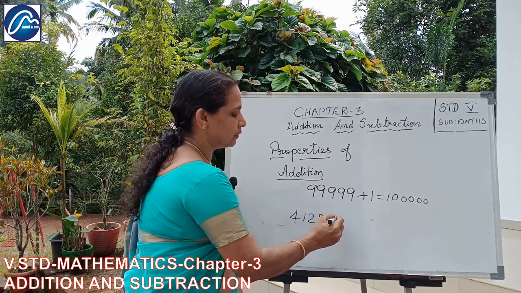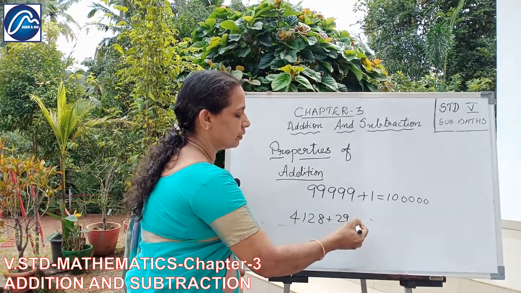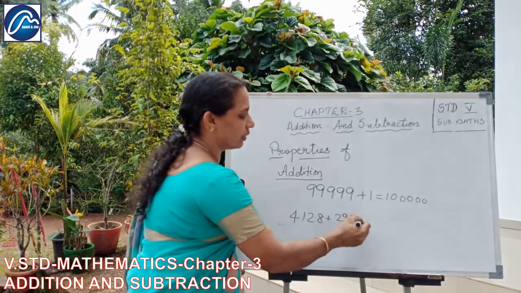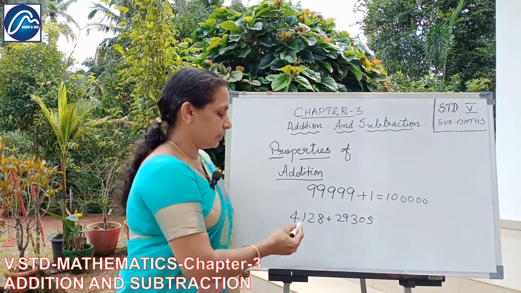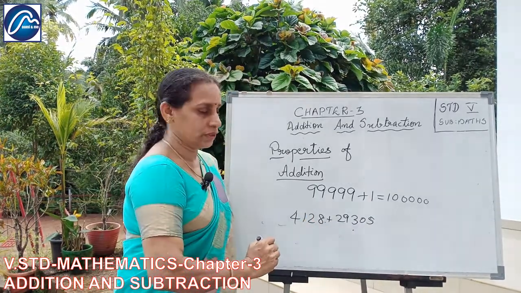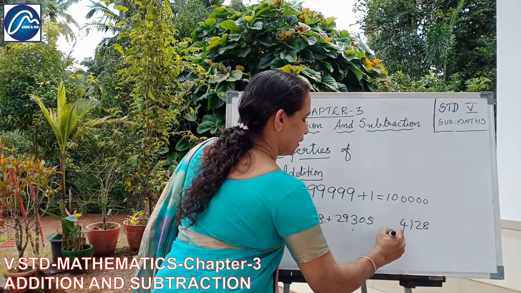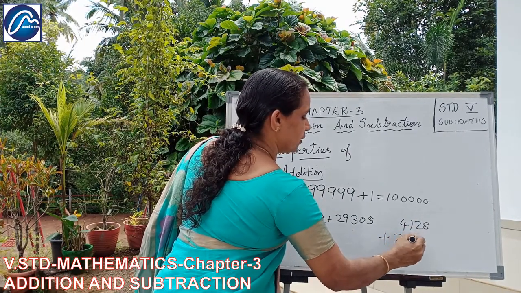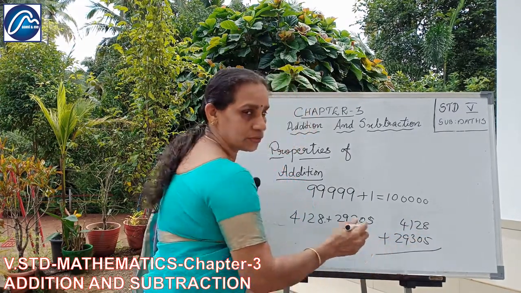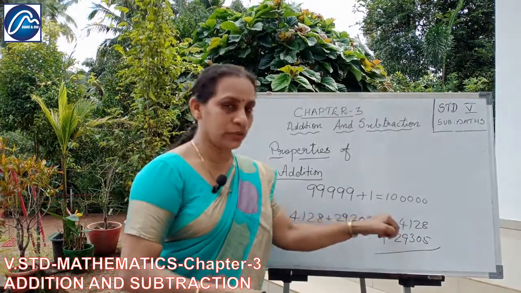4,128 plus 29,305. You have to add these two numbers. What will you do? 4128 plus 29305. You can do it like this.